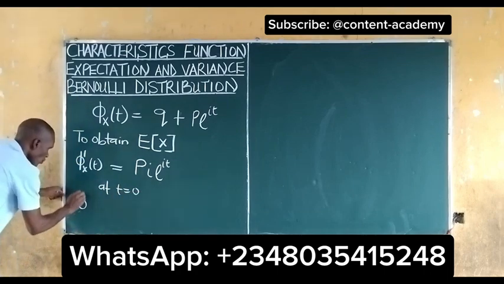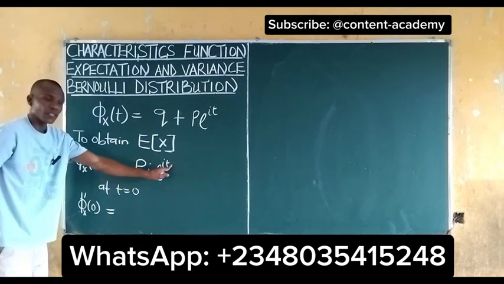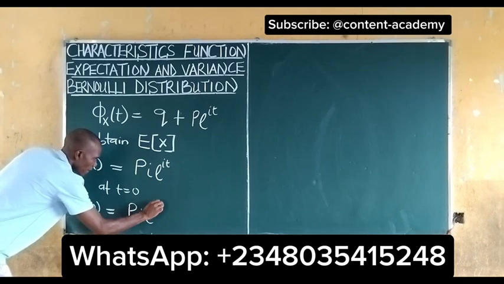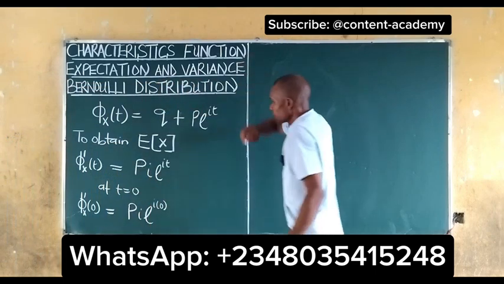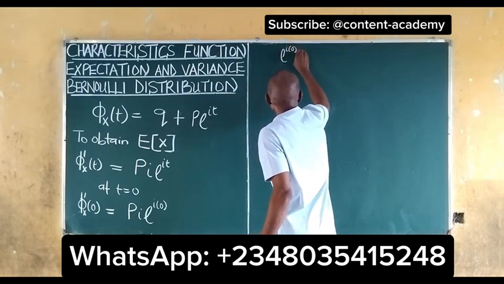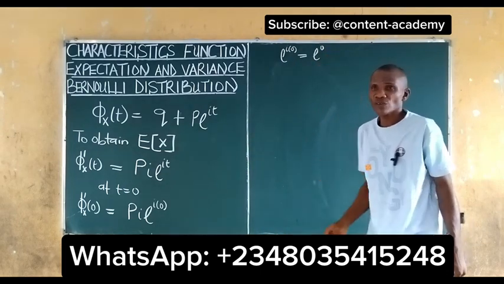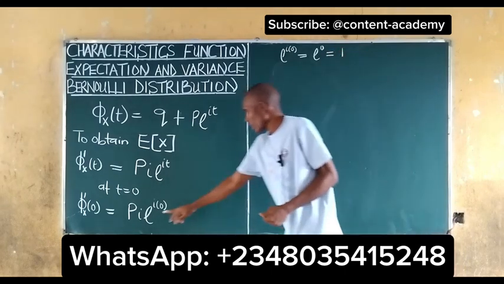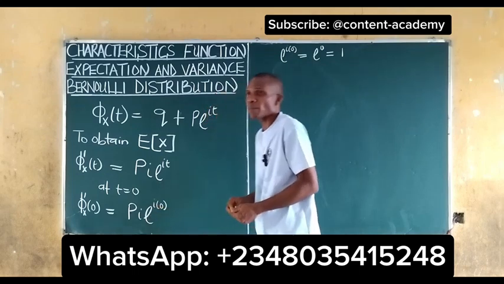At t equal to 0, we have our first derivative. It means anywhere we see t, we put 0. So we have p i e^(i0). Of course, from indices, we note that e^(i0) is equal to e^0, and anything raised to the power of 0 is equal to 1. It means anywhere we see e^(i0), we can put 1 there.